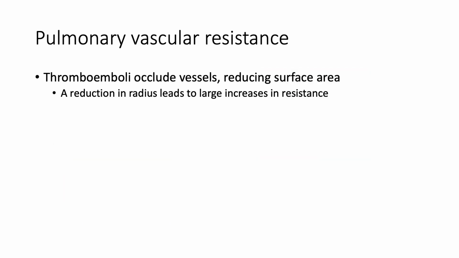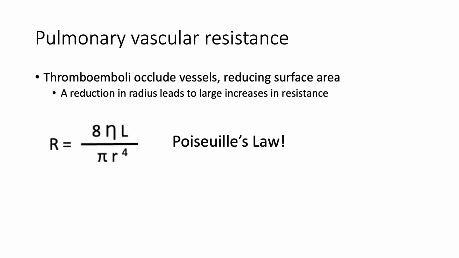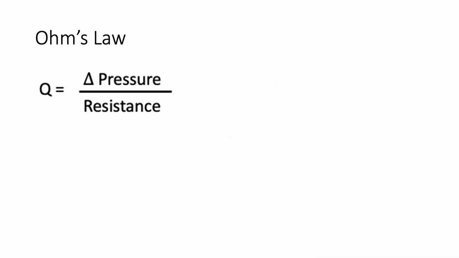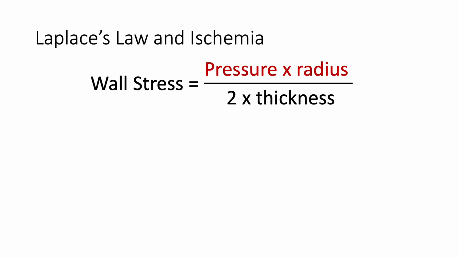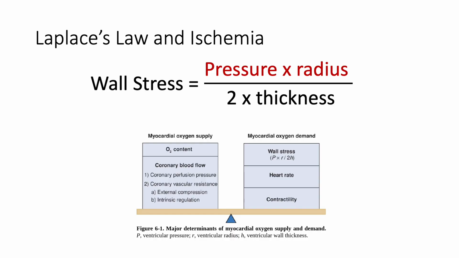Now, when you have thromboemboli occlude vessels, you're going to reduce that surface area, and a reduction in radius leads to large increases in resistance. There's Poiseuille's law again. We just can't get away from it. And because of Ohm's law, if we increase pulmonary vascular resistance, we're going to have to also increase pulmonary artery pressure to maintain the same right ventricular cardiac output. And Laplace's law tells us that if we increase pressure, that's going to increase wall stress and myocardial oxygen demand. So that's going to increase oxygen demand in the right ventricle, which can cause right ventricular ischemia.